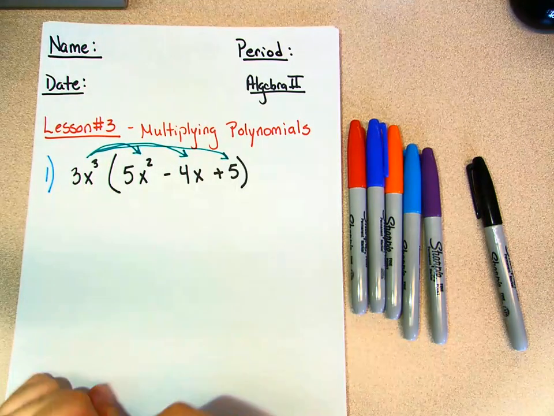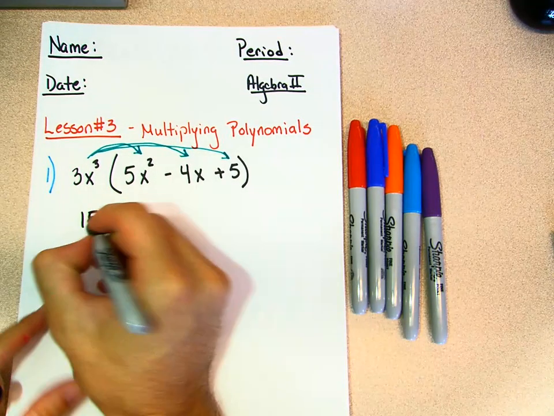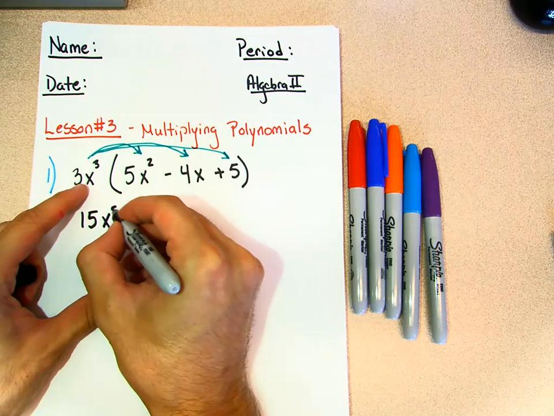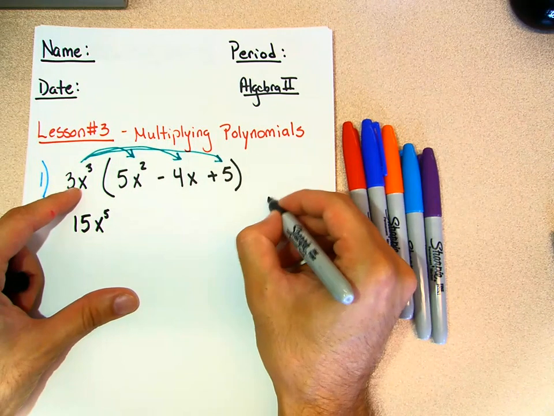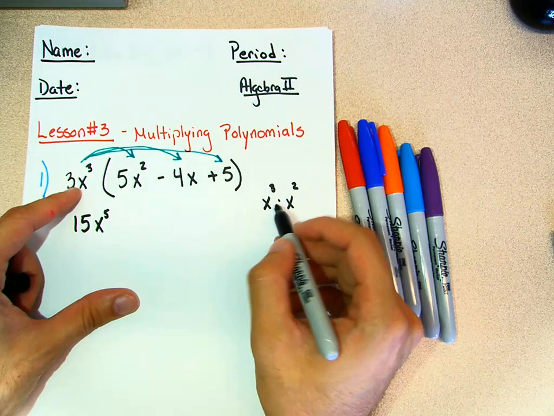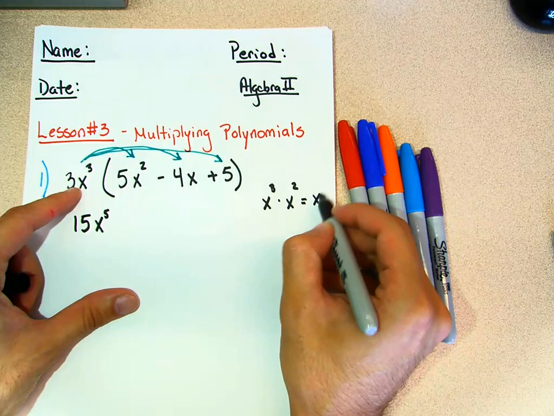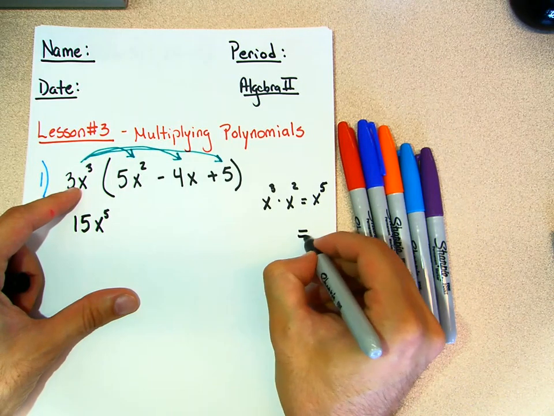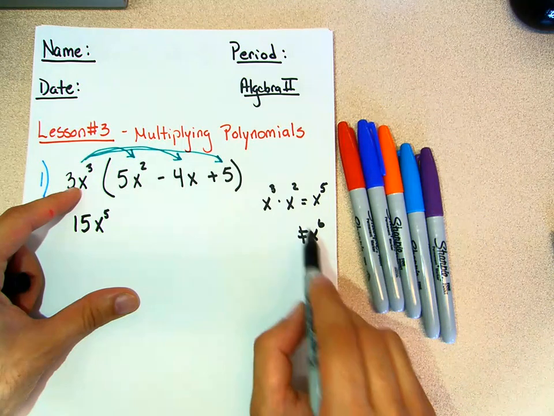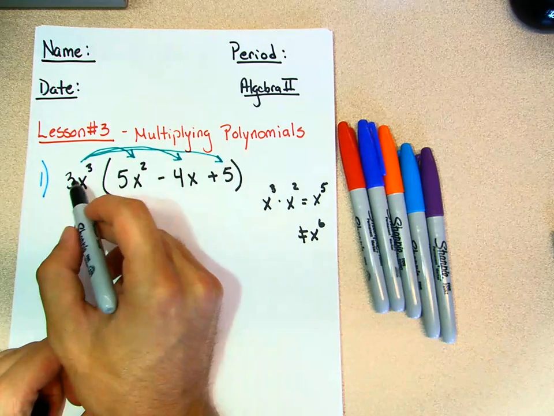So from here, 3 times 5 is 15. x to the 3 times x to the 2 is x to the 5. Remember, when we multiply monomials, what do we do with the exponents here? We do 3 plus 2, which is 5. Remember, it does not equal x to the 6. If you feel like you're not very sure why you don't multiply the 3 and the 2 to get 6, just let me know.